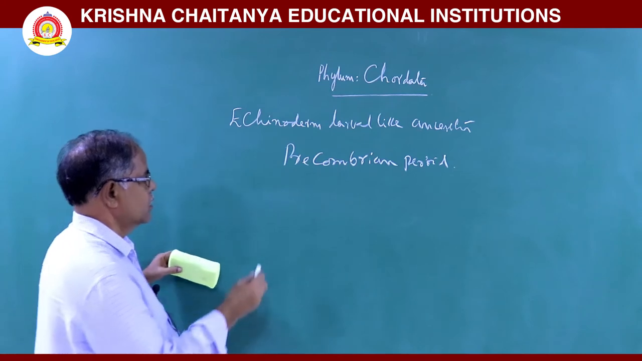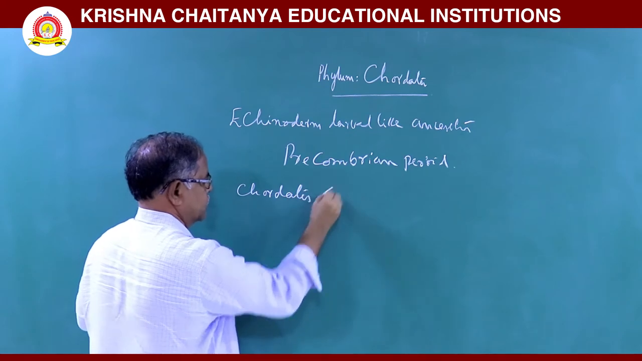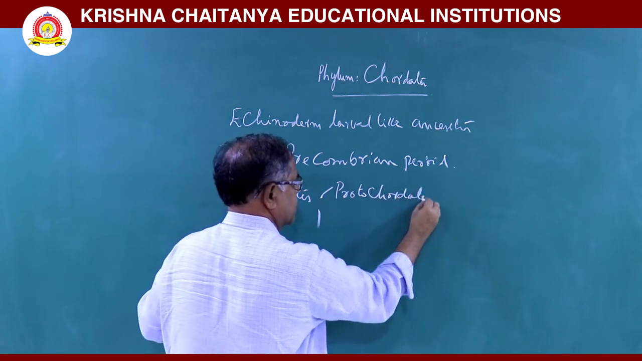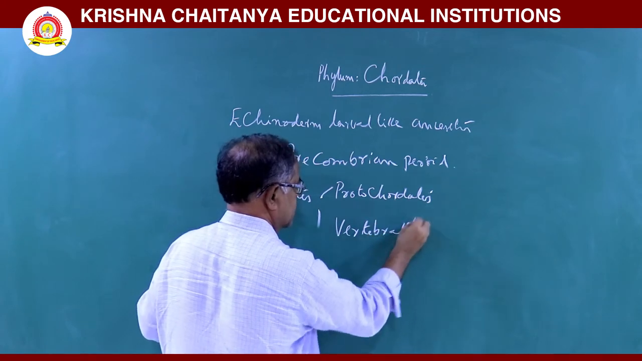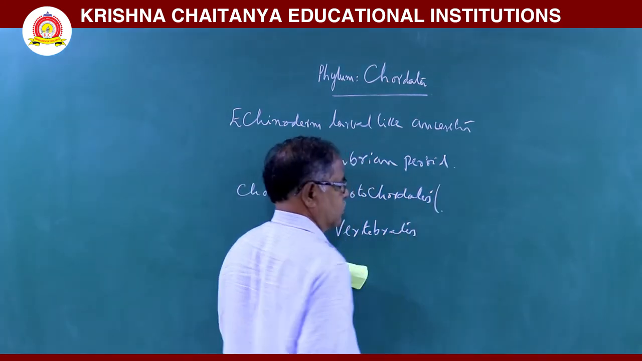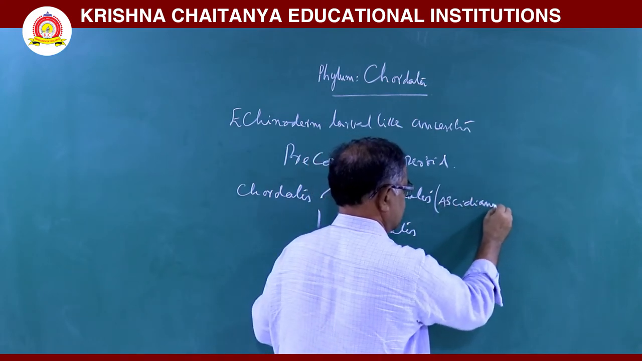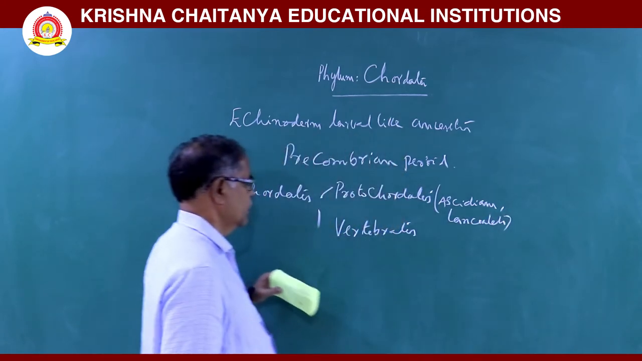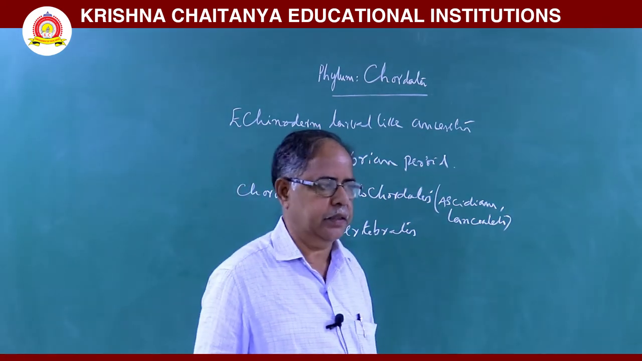So in chordates, two types are there: protochordates and vertebrates. In protochordates, ascidians and lanceolates are included.